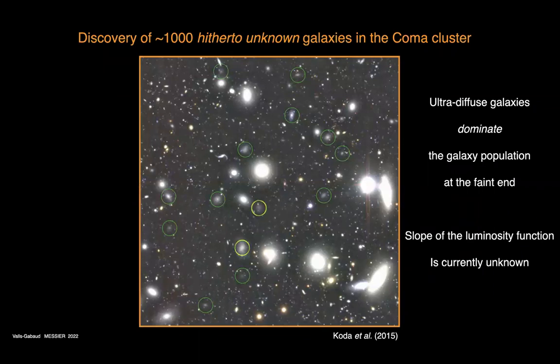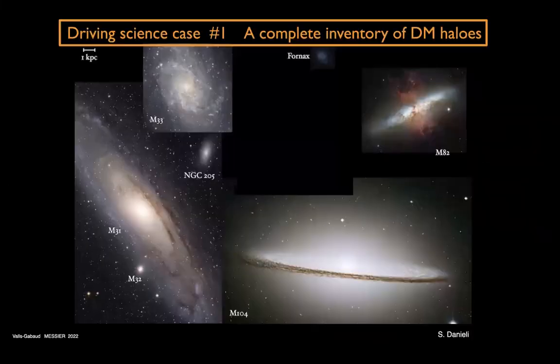So, if you look back at archives like at Subaru and look at the Coma cluster, well, you find this population of ultra-diffuse galaxies, which is actually more abundant than the population of normal, quote-unquote, galaxies. In fact, if we have something like 300 galaxies in the normal catalogs, well, all of a sudden, you have something like 1,000 new galaxies in this cluster. So we don't know properly even the best studied cluster in the universe.